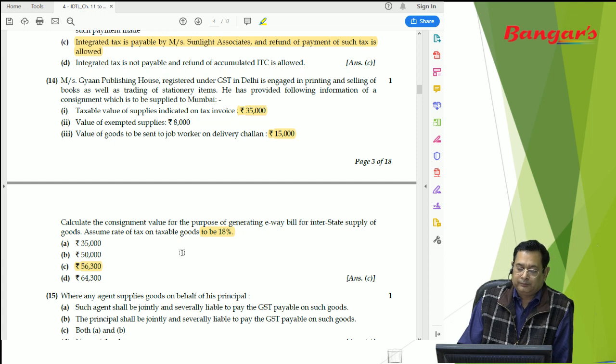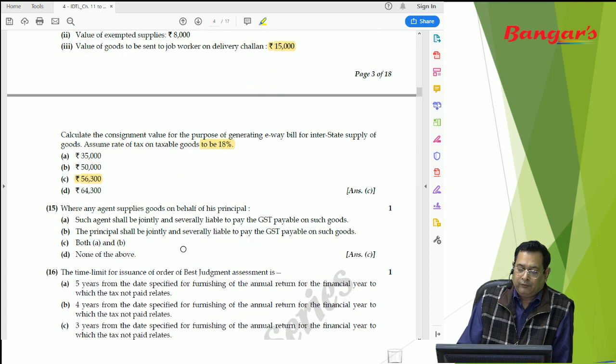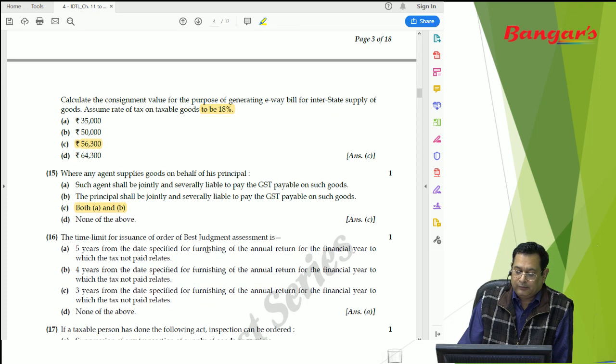56,300 rupees. Then question number 15 is where an agent supplies goods on behalf of principal. Such agent shall be, say, jointly and severally liable to pay GST payable on such goods. The principal shall be jointly and severally liable to pay GST payable on such goods. The liability will be of both agent and the principal.